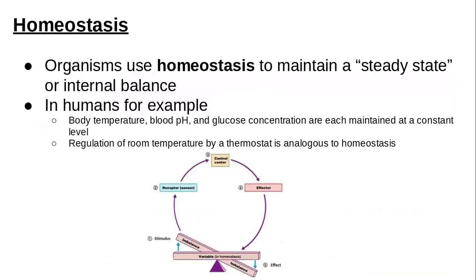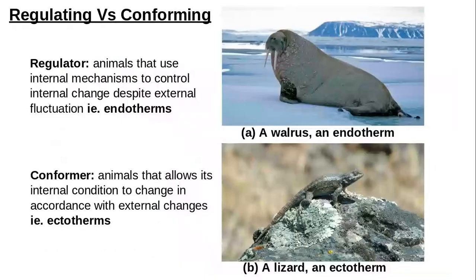So one of the characteristics of life is that organisms are able to maintain homeostasis. This is the idea that an organism can maintain their own steady state or internal balance. In humans, some of the things that your body regulates for you are your body temperature, your blood pH, your blood glucose concentration, etc. And we can compare this homeostatic regulation to regulation of a room temperature by a thermostat, like the kind we have in our classrooms.